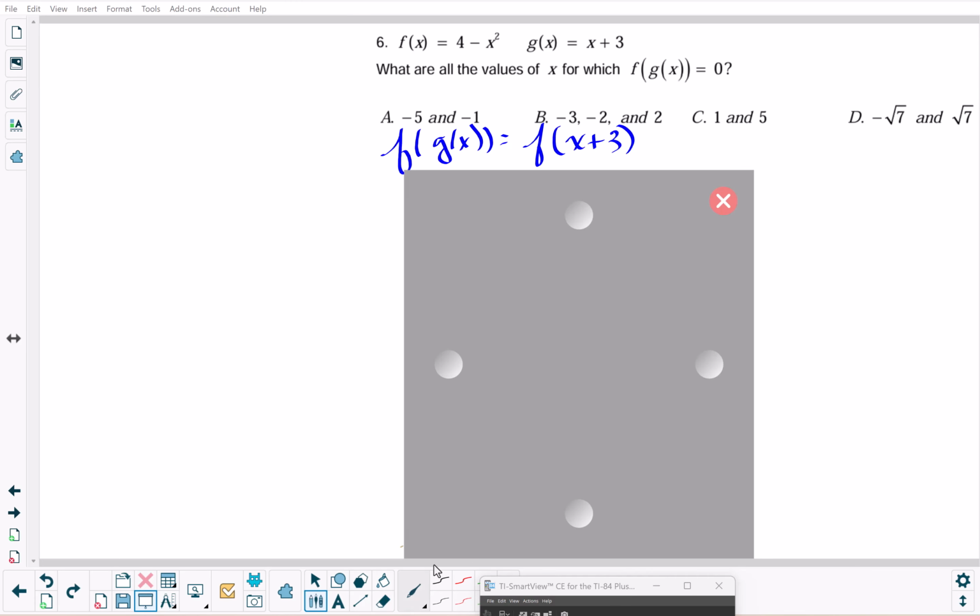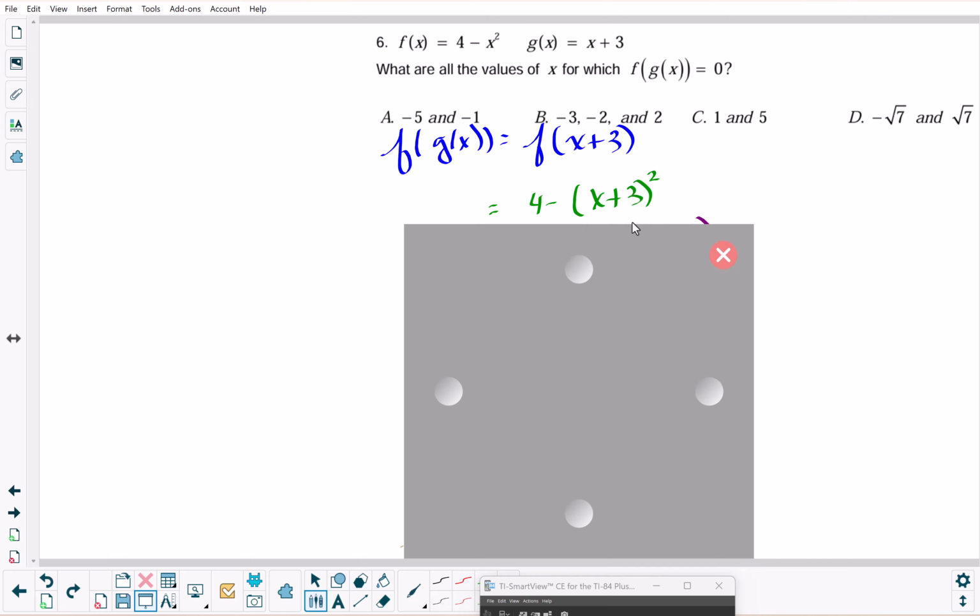The second way is using algebra. So start off with f of g of x. And since g of x is x plus 3, I'll replace that g of x with the quantity of x plus 3. And what that means is anywhere I see the variable in the f function, I'll replace it with the quantity x plus 3. So it's going to be 4 minus that quantity squared.